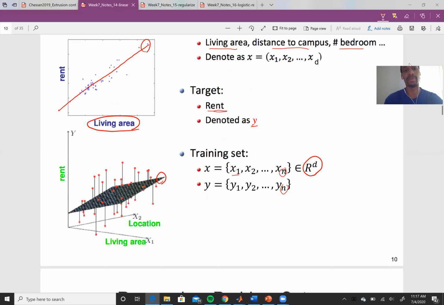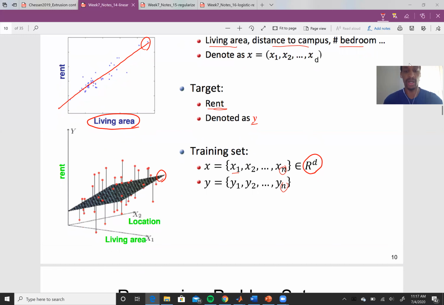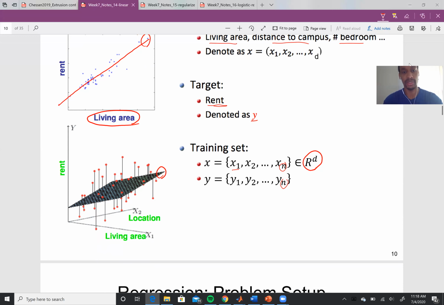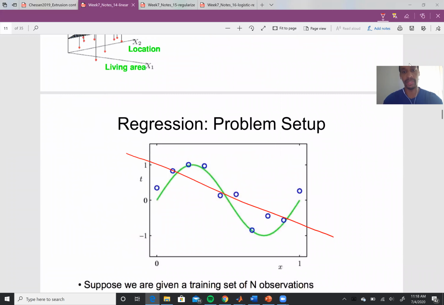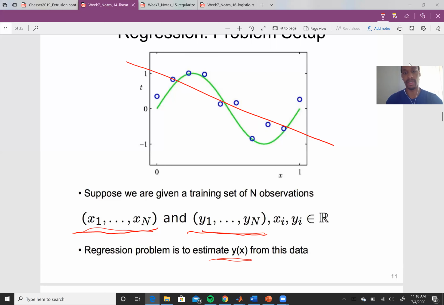So you can plot rent versus living area and do a linear regression there, or you can do a linear regression on multiple features. So you have living area and location, and you have some sort of plane that represents the training data, or your function, the plane that represents your function. Okay, so this is the problem setup. You have a set of n observations, your training set, with the features and the outputs or targets, and the regression problem is to estimate y from x using this data.